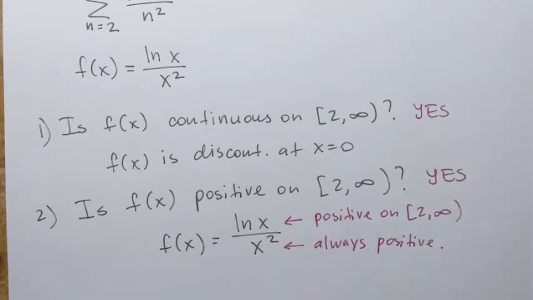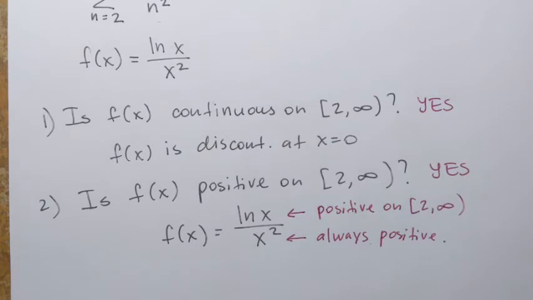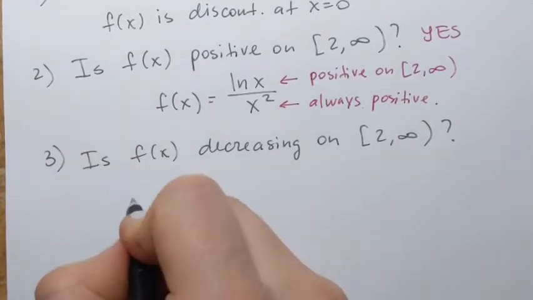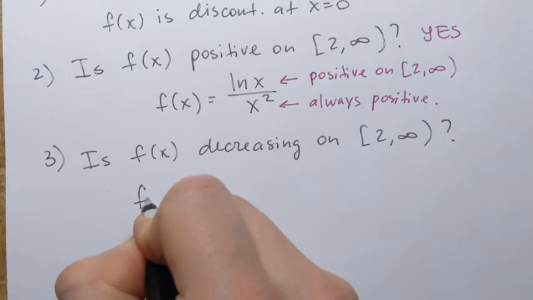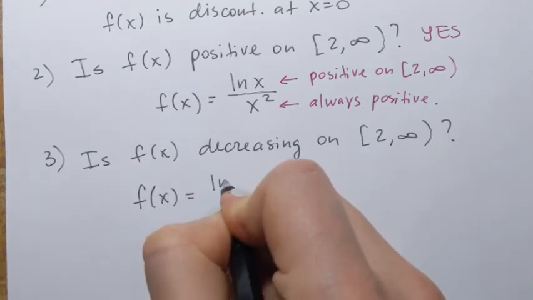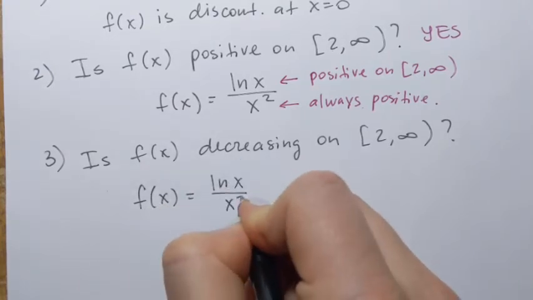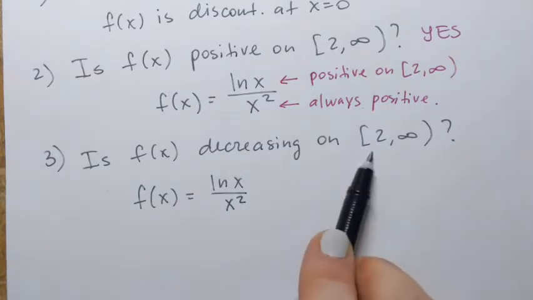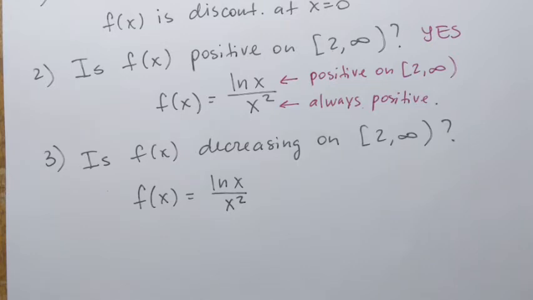Positive over positive, right? And then the third condition is to verify if this function is decreasing on this interval. To verify this condition, we have to find the first derivative of function f. The first derivative represents the slope of a tangent line, right? And if that slope is negative on this interval, then the function itself is decreasing. So let's find the first derivative.